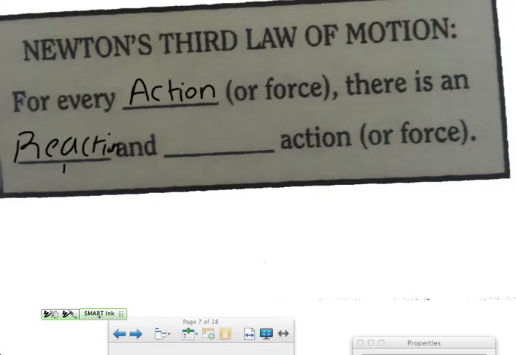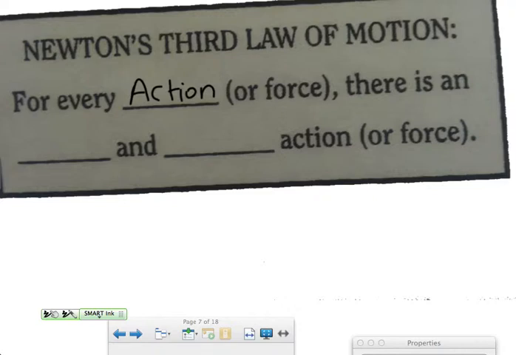Now, let me stop you for a second. If there weren't any more blanks, that would be fine: for every action, there's a reaction. But a reaction is actually what goes in this blank. It describes exactly what a reaction is. Cross off reaction, erase it. Newton's third law, in your own words, would be for an action, there is a reaction. But we need to describe what a reaction is as opposed to an action. What type of action is a reaction?